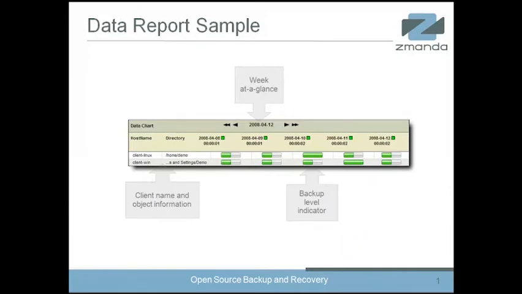On the Data Report, you can see an entire week's backup runs at a glance. You can see each client and object backup information, an easy indicator of the backup level, and if you mouse over the backup level, you will see the rate of data dumping from the client to the server and spooling from the server to media.